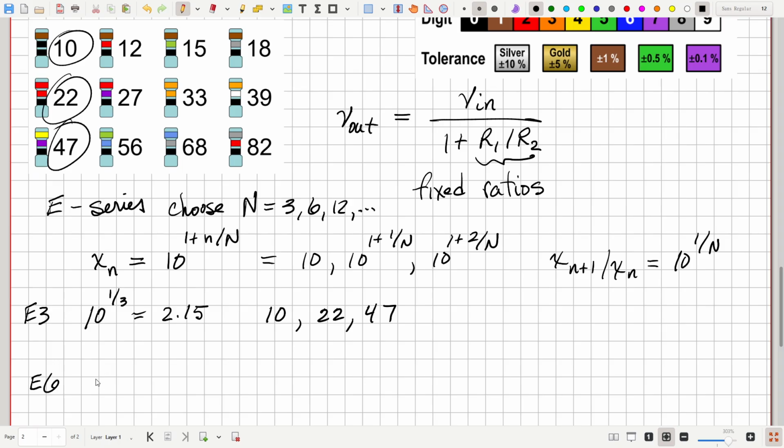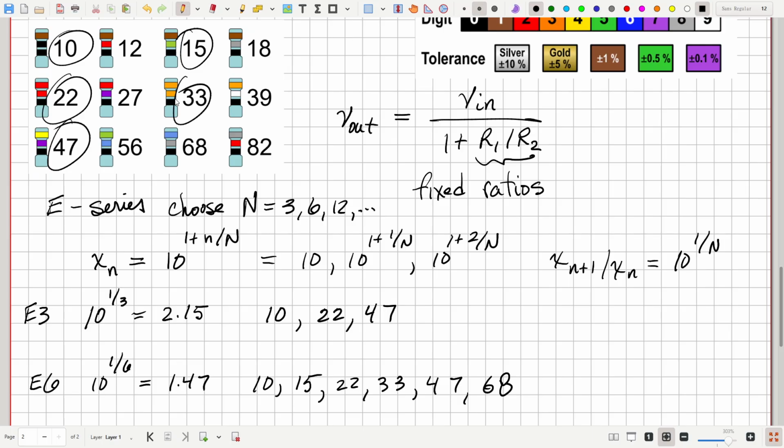Then you get E6, okay, 10 to the 1/6. That's about 1.47. So the values go up by about 50%. Those values would be, we keep the same three here, and then we add in, going up 50%, we get 15, and we get our 22. Going up about another 50%, we get 33, 47, and 68. So notice what this did. It took these three values and then interpolated other values in between those. So that added now 15, 33, and 68.